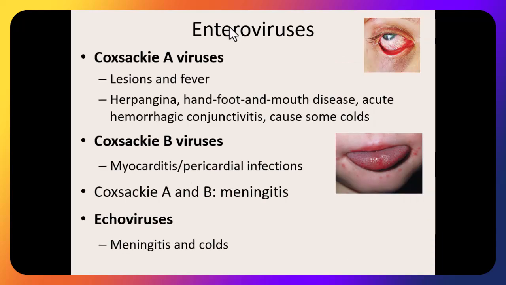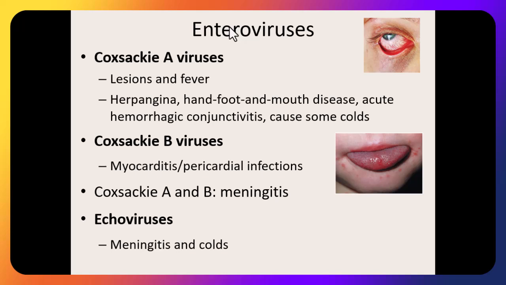Now, other enteroviruses, the Coxsackie and the echoviruses. There are two different groups of Coxsackie viruses, Coxsackie A and Coxsackie B. Coxsackie A is much more common. The viruses in the Coxsackie A group cause lesions and fevers, so skin lesions and fevers. If you get a lesion around the mouth, it's called herpangina. And if you get a lesion around the mouth, what do you probably think you have?